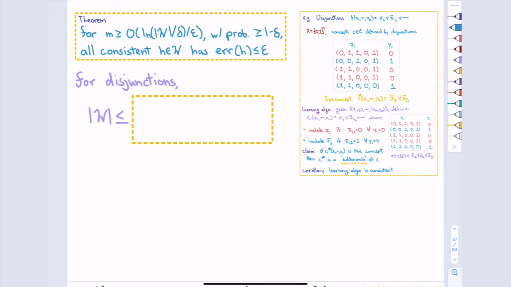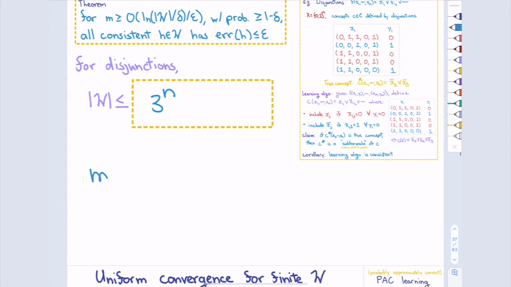3 to the n. So each variable is either x1 in there, or not x1 in there, or neither of them. There's no point in having x1 and not x1 in there. Of course, we're not really fighting for anything important, but 3 to the n. So this theorem tells you that if m is at least roughly log n over delta divided by epsilon, then our consistent learning algorithm is a PAC learning algorithm.